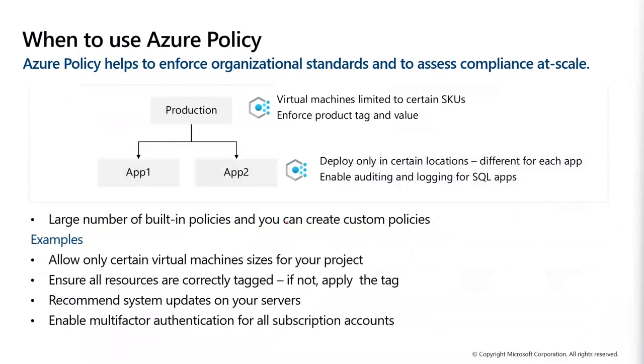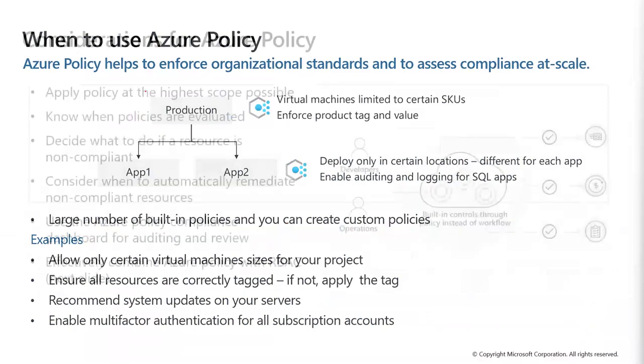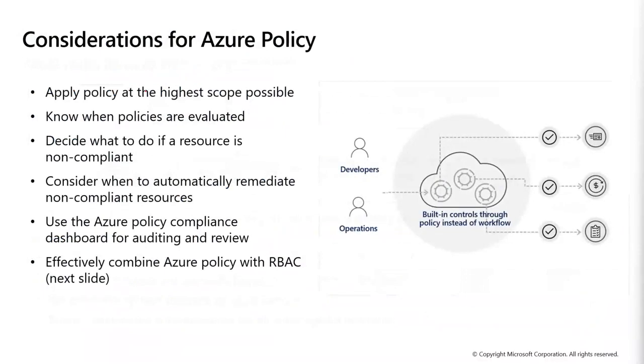Some considerations about the policies, folks. For example, always try to apply the policy on the highest scope. Remember the hierarchy I mentioned? Remember I said we have management group, subscription, resource group? Well, what if I put the policy on the management group? Automatically, it will inherit to the subscription, to the resource group, right? The idea of using this type of hierarchy, this type of assignment, is that we know that everything below that level will also be controlled by my policy.